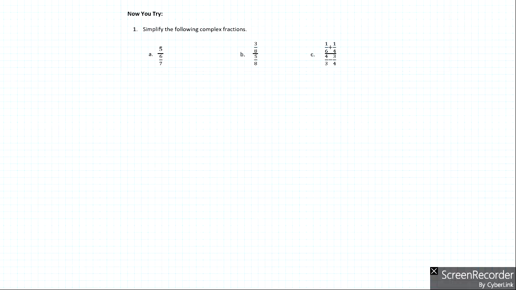Once you have tried these three problems, you can continue the video and look at the solution.